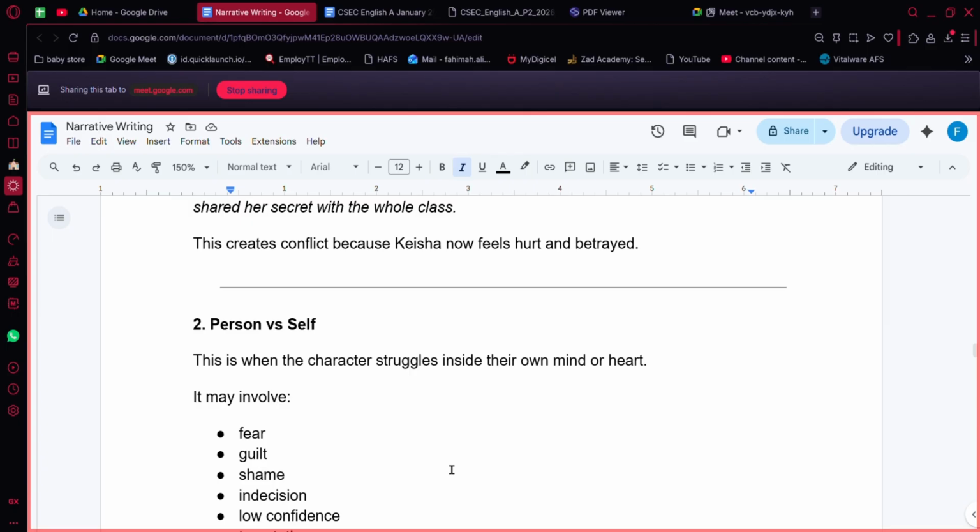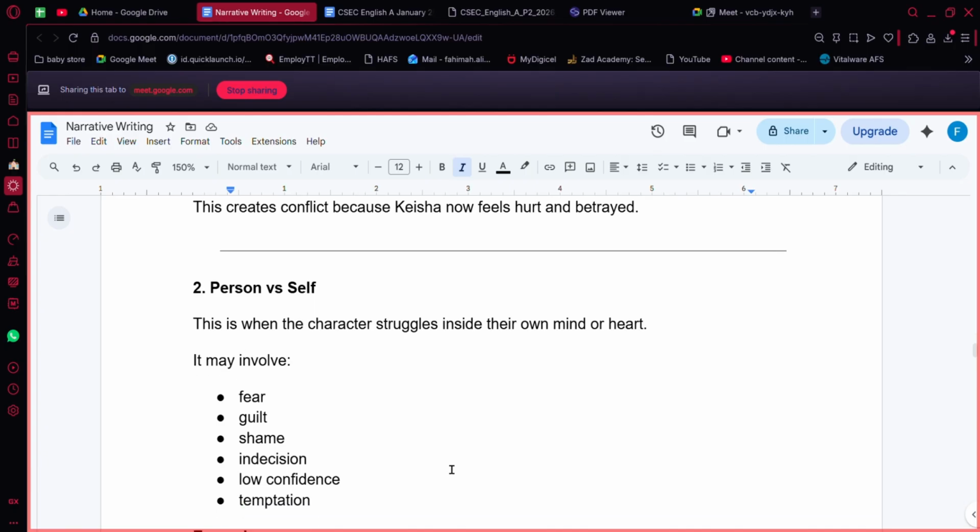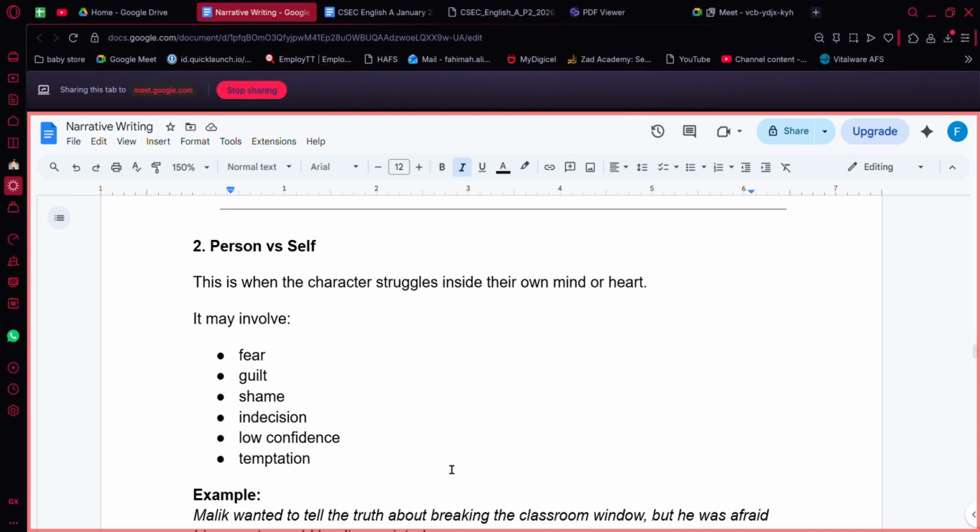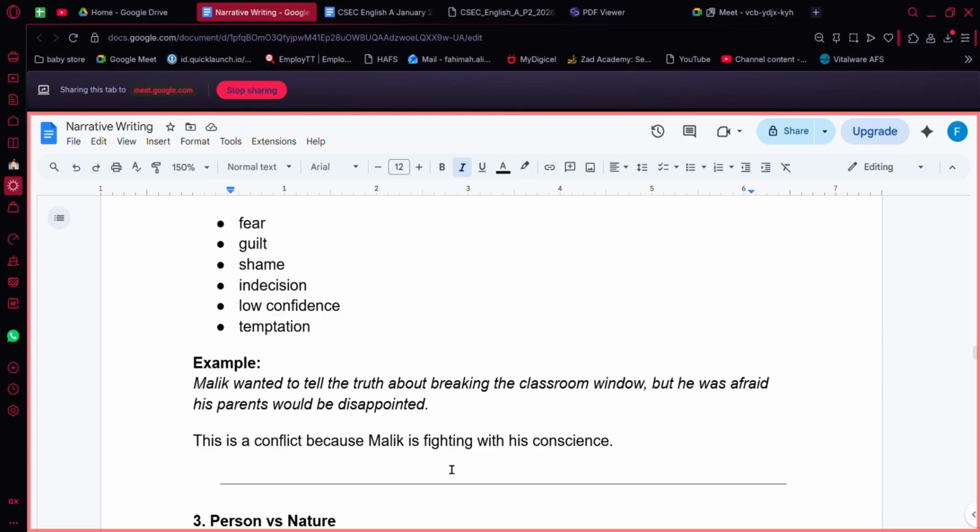So maybe they are afraid of something. They might be guilty, ashamed, indecisive of what to do. They might have low confidence or even temptation to do something that they should not be doing. For example, Malik wanted to tell the truth about breaking the classroom window, but he was afraid his parents would be disappointed. So he is indecisive and feeling fear and guilt.